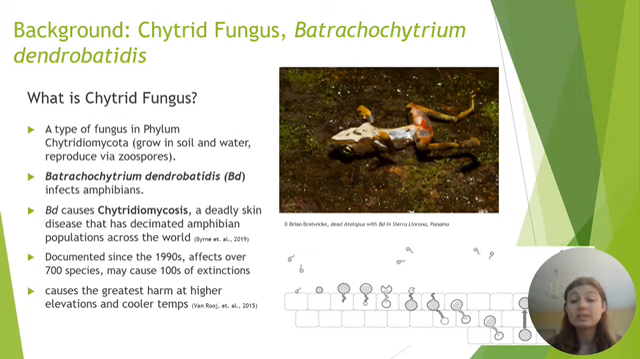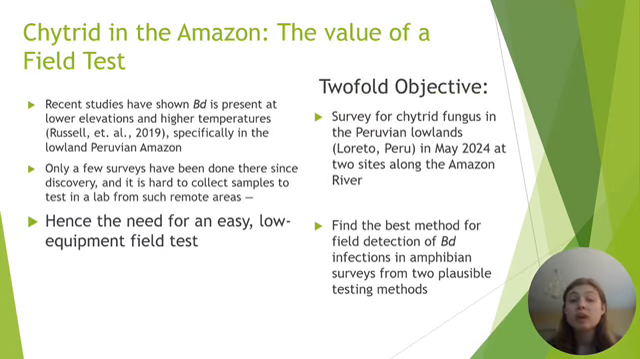It has been documented since the 1990s, and since then we have found it affects over 700 species, and it may cause hundreds and hundreds of extinctions if nothing is done about it. It causes the greatest harm and is the most dangerous at higher elevations and cooler temperatures. Recent studies have shown BD is present at lower elevations and higher temperatures, specifically in the lowland Peruvian Amazon, than ever found before. Only a few surveys have been done there for the fungus since initial discovery in the Amazon, and it is hard to collect samples to test in a lab from such remote areas. Hence the need for an easy, low equipment field test.